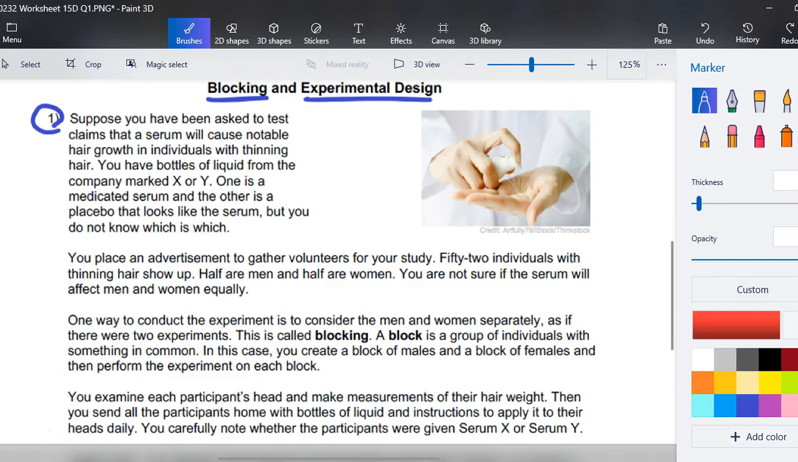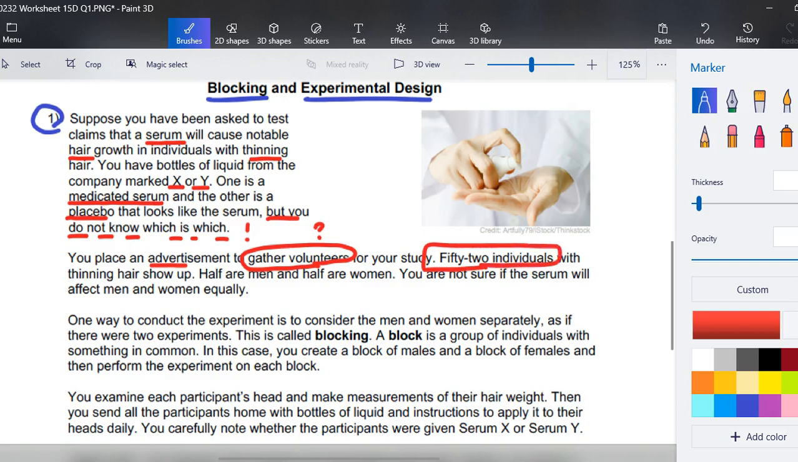Suppose that you have been asked to test claims that a serum will cause notable hair growth in individuals with thinning hair. You have bottles of liquid from the company that are marked X or Y. One is the medicated serum and the other is the placebo, and you do not know which is which! You place an advertisement to gather volunteers, and that can be good and bad because the volunteers are going to self-report, but you've got an ad, you're going to gather volunteers, and then we could even dice up where the ad is, where it was located, etc.